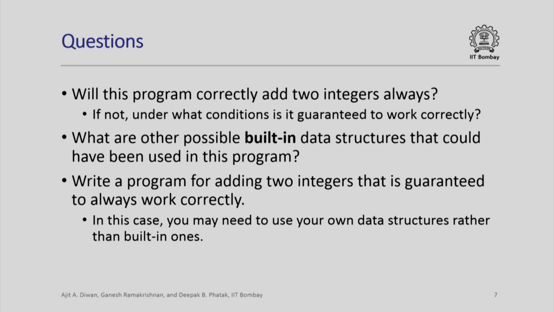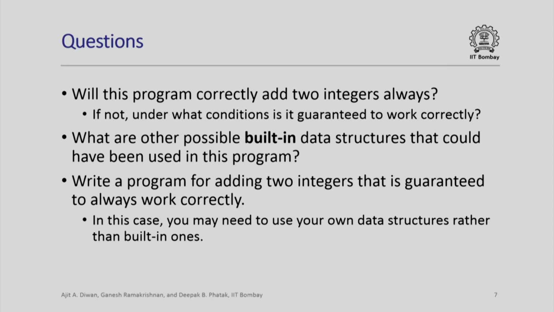So, let us look at this program and some questions about this. Will this program always correctly add two integers? Under what conditions is it guaranteed to work correctly? Here there is an implicit assumption made when we use an int type to declare the variables. The int type has some restrictions on what integers can be represented. So, it is not guaranteed that this will always work correctly.